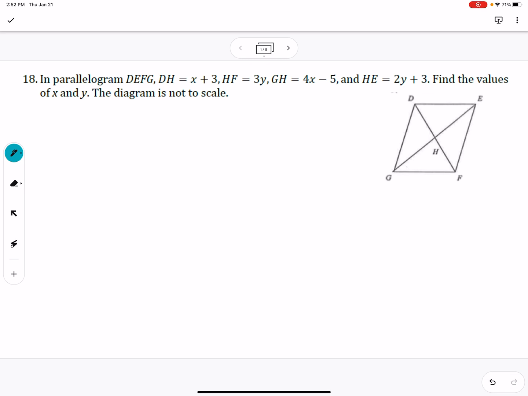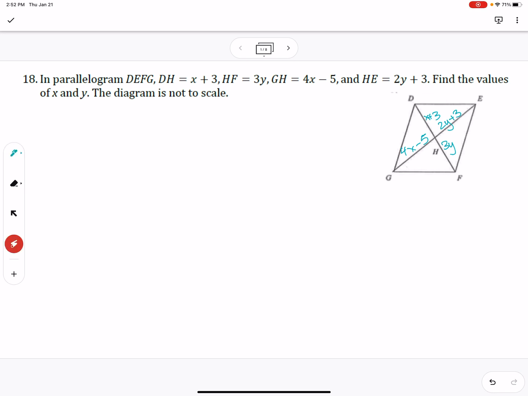So number 18 from the review packet says, in a parallelogram DEFG, DH is x plus 3, HF is 3y, GH is 4x minus 5, and HE is 2y plus 3. Super important to label your diagrams to help you through this. Then it says find the values of x and y.